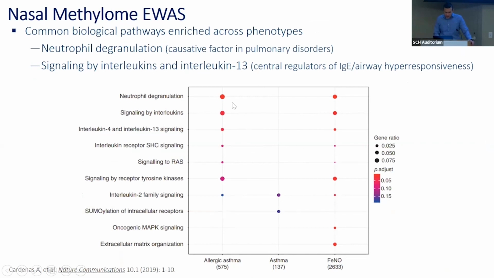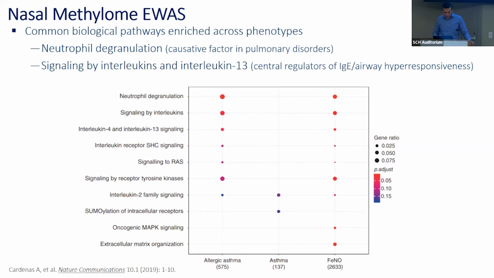What was really interesting is that the neutrophil degranulation pathway was differentially methylated for allergic asthmatics, and also with increasing exhaled nitric oxide, which has been shown to be a causative factor in pulmonary disorders. Signaling by interleukins, particularly 4 and 13, was differentially methylated, so the entire pathway also showed up as a significant biological pathway, which is a central regulator of IgE and airway hyperresponsiveness. So that was also really interesting to be able to capture the disease process in the nose and the nasal methylome of these children.